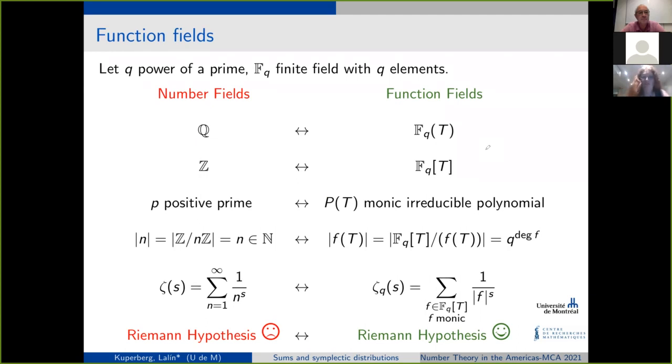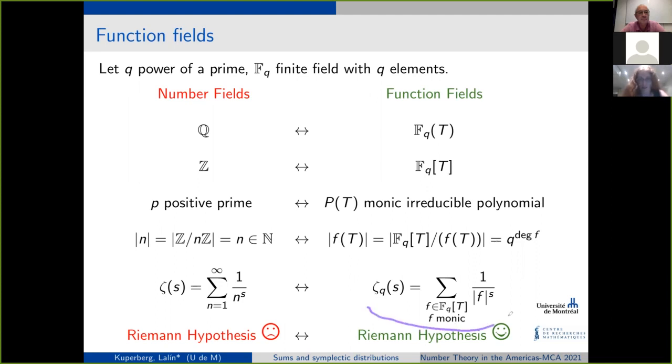An equivalent to what the positive primes are in the integers is the monic irreducible polynomials. We can also talk about norms. If we have a polynomial f in F_q[t], the norm is going to be given by q to the degree of f. We can also build a zeta function and even also L-functions. This is going to be relevant later.